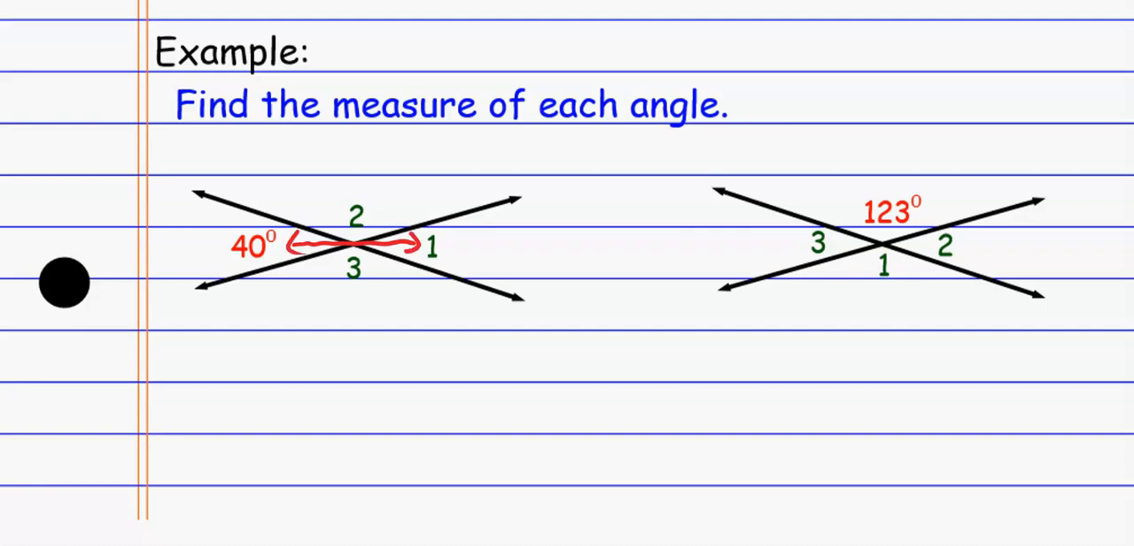So right away I can find the measure of angle 1. The measure of angle 1 has to be 40 degrees, because these are vertical angles, they have to be the same. All right. But now I also need to find angle 2 and angle 3.